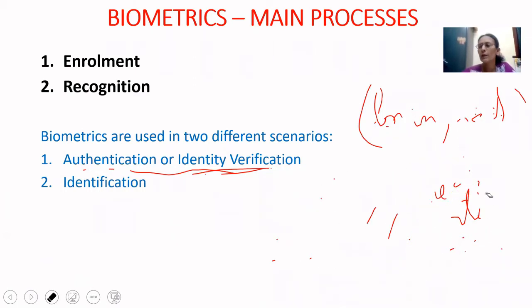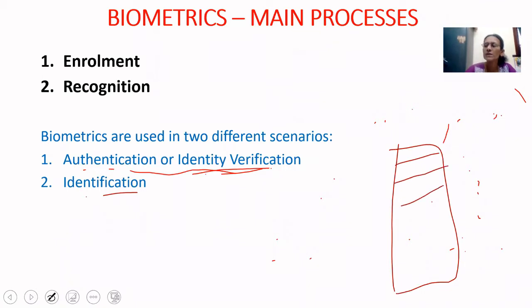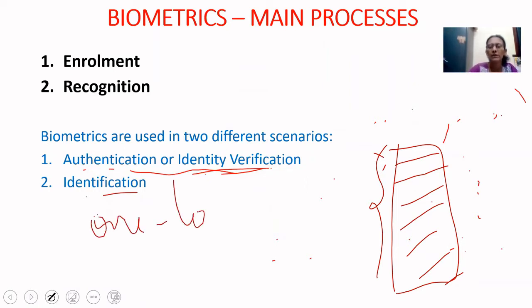The second scenario where we use the biometric sample is for identification. Here, we assume that the sample we are taking from the person is not available in the database at all. It is a fresh person, we assume. We take the sample, we create the template, and in the database we have many samples stored. We check whether the sample we have taken matches any of these stored samples. That is, it is a one-to-many match.